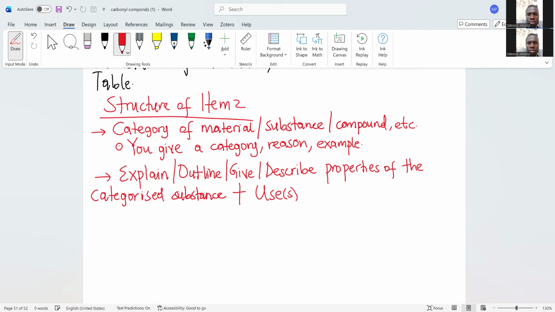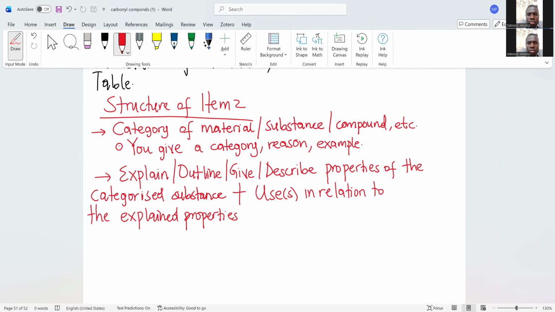or uses in relation to the mentioned category. No, in relation to the explained properties. Yeah, we are going to see this in detail. Don't worry. As of now, it may not make sense.